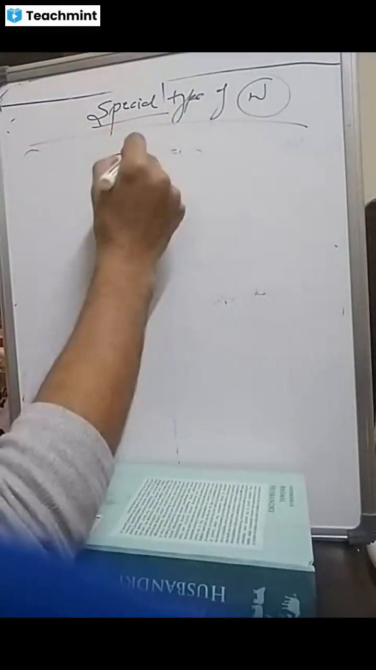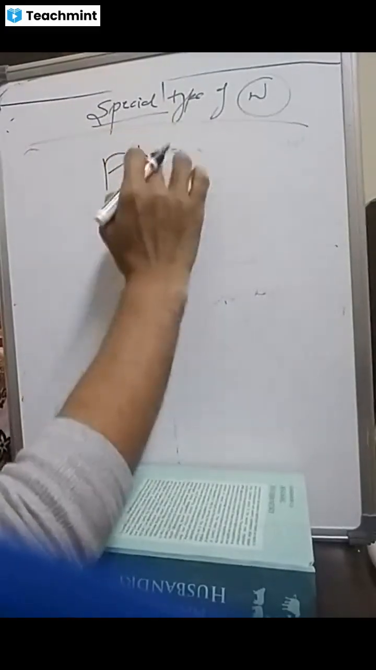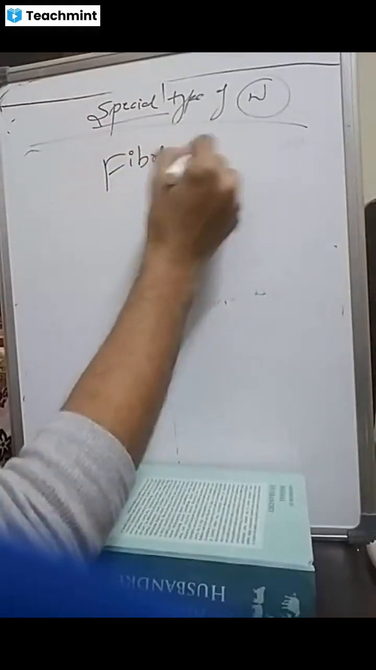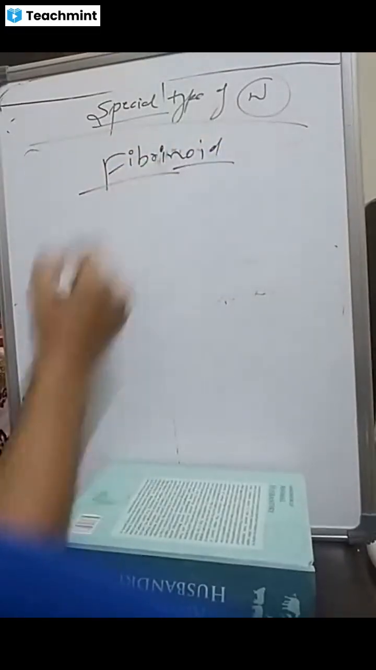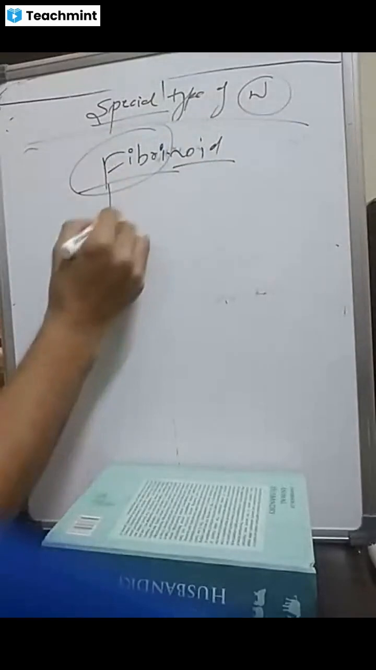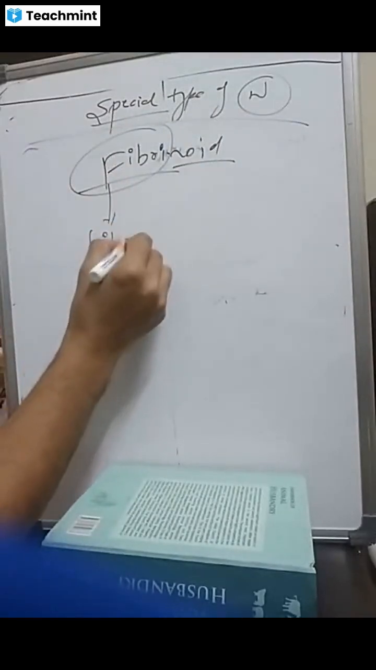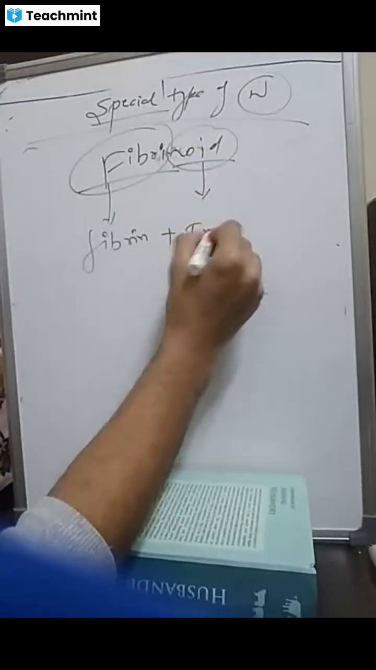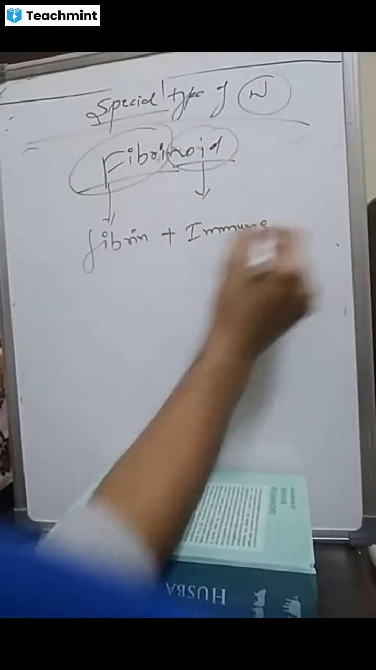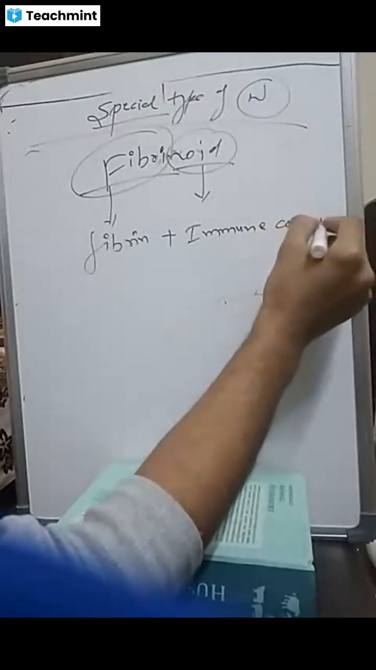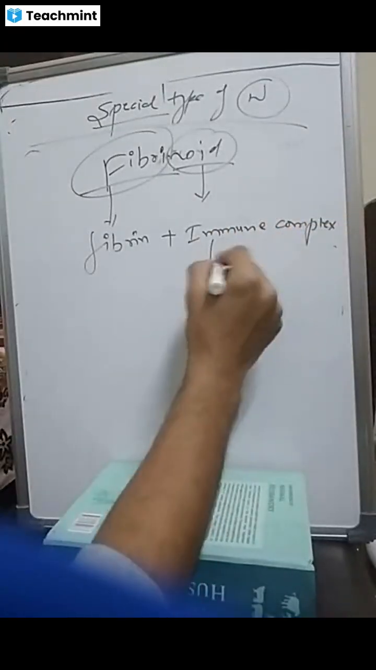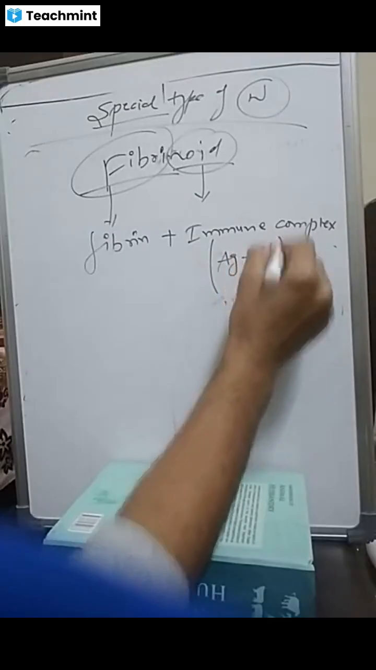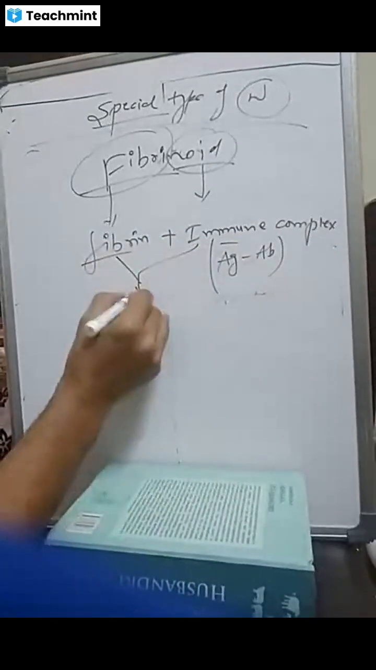Next special type is the fibrinoid necrosis. Fibrinoid, so there are two words. Fibri means fibrin is there. Oid means it is due to immune complexes. What are immune complexes? Antigen-antibody complex.